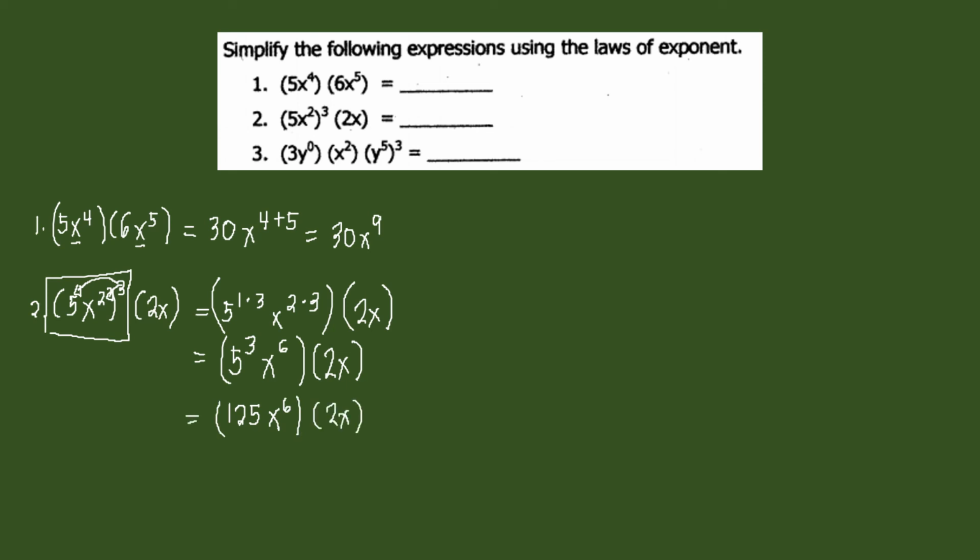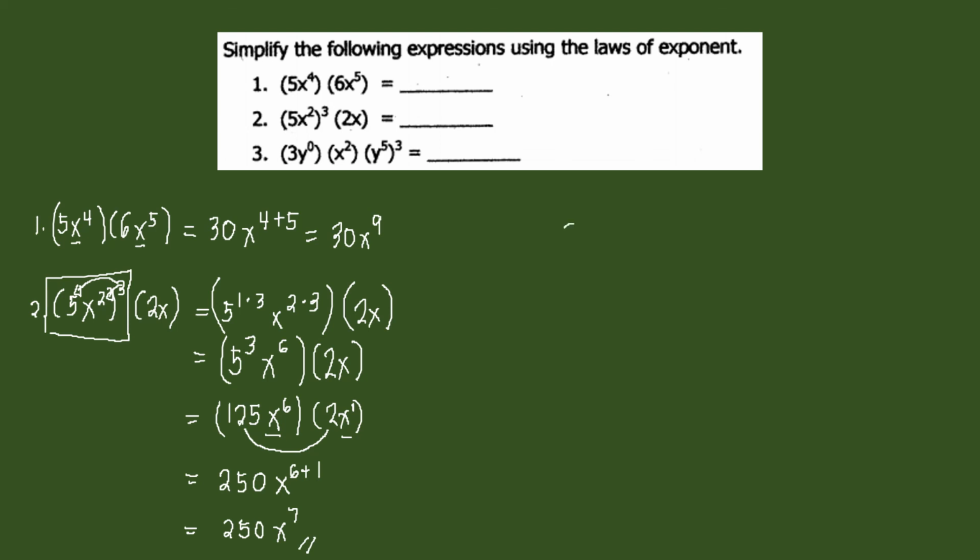Next, we multiply 125 and 2. So 125 times 2, that will give us 250. And then for x to the 6 and x, both of them have the same base. So I will copy the base x and then add its exponent. Again, for x here, this one means 1. The exponent is 1. So I will have 6 plus 1. Hence, the final answer would be 250 x to the 7th power.